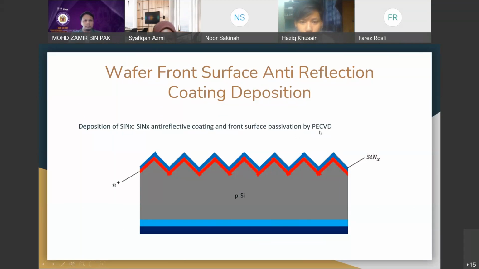There's nothing much I can comment on this, except that when we are using PECVD, we use a lower temperature compared to using silicon dioxide. To make it simple, the lower temperature will not disrupt the wafer. Yes, that's the simplification that I can give you. And then next slide.